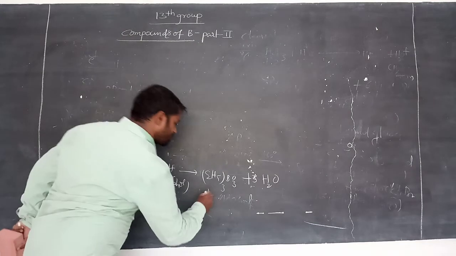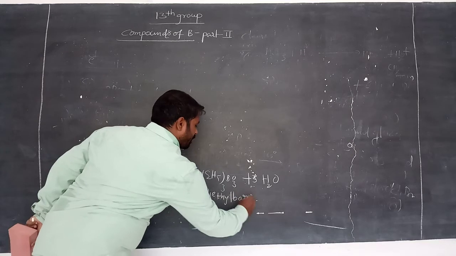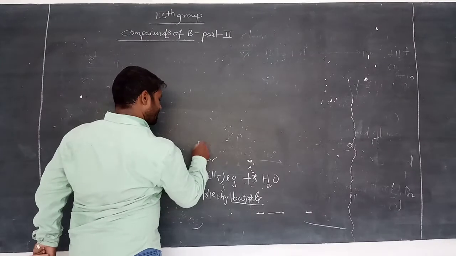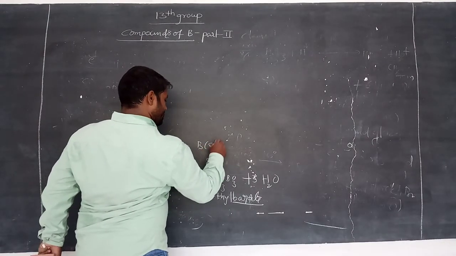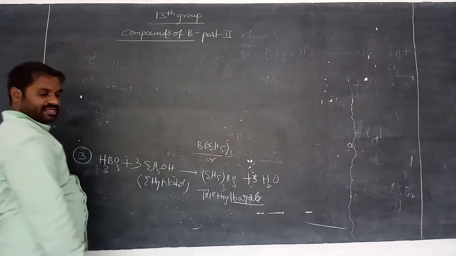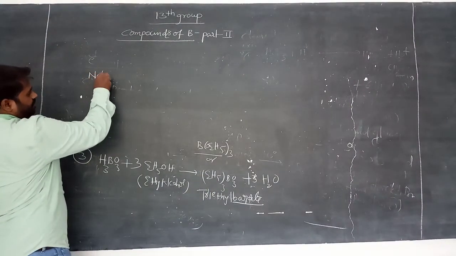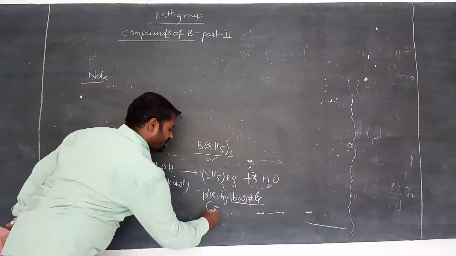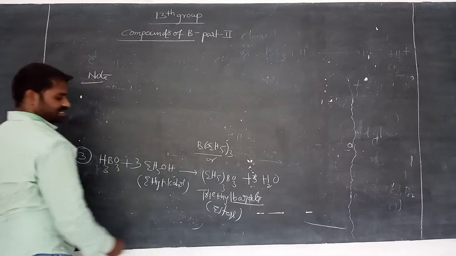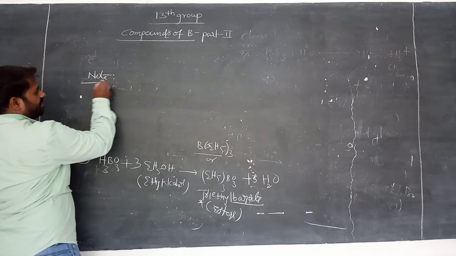When treated with ethanol, it is called triethyl borate. Triethyl borate. We can also write this as B(OC2H5)3, the OC2H5 group taken thrice. Okay, so now borates are generated. Now note here, we call it an ester.